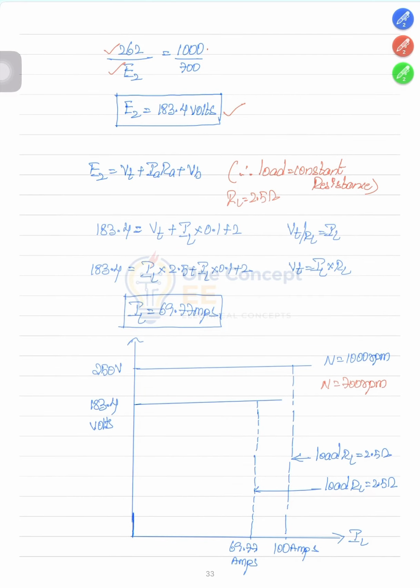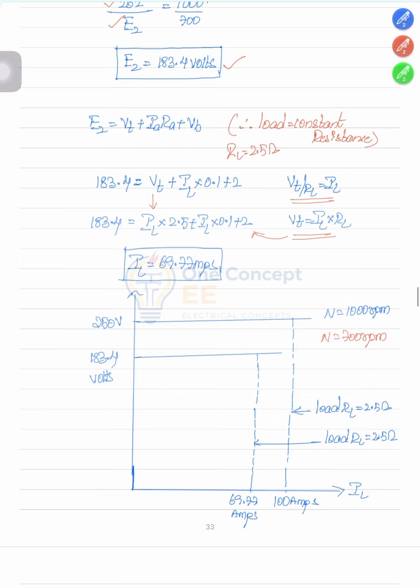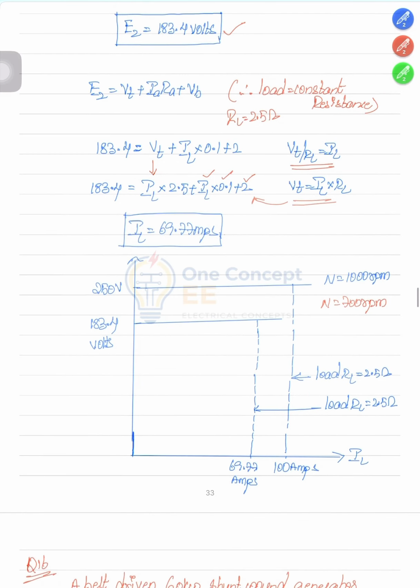Here in case 2, generated EMF is 183.4 volts equal to Vt plus IaRa plus brush drop. By using the formula Vt by RL equal to IL, substituting Vt equal to IL into RL in this particular expression, Vt equal to IL into 2.5, plus IL into 0.1. 0.1 is the armature resistance, so IL into 0.1 will be the armature resistance drop. This is the brush drop. By this, I found a load current of 69.77 amps.